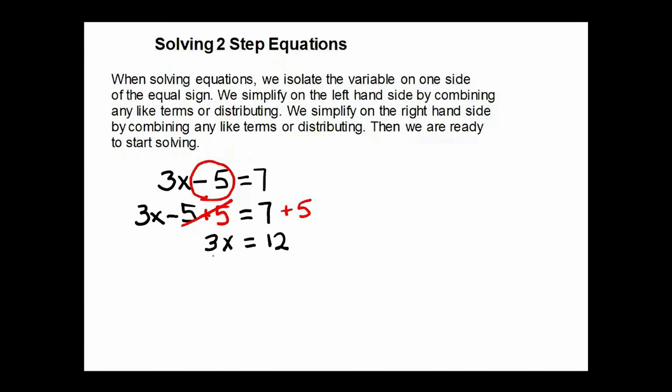Now go back on this side with the variable and you're ready to get rid of the 3. It's multiplied, so to get it off you will divide. Remember, when you divide, divide by the sign of the coefficient. The division itself is the reverse. The 3's are going to cancel, leaving us just x equals a positive 4.